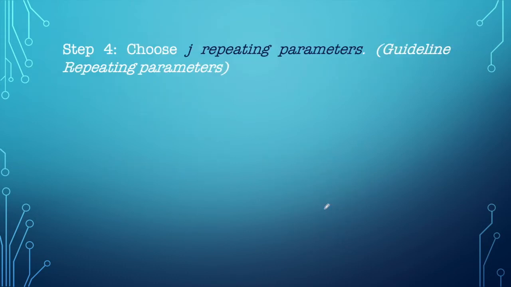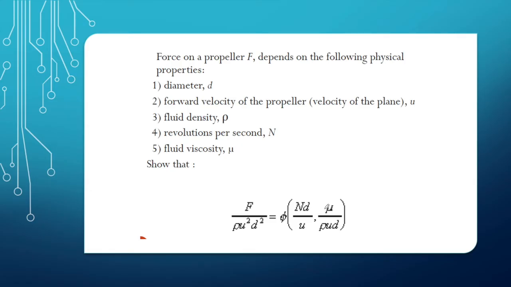Okay, choose J repeating parameters. At this point, you need to see my videos that explain the guideline on choosing repeating parameters. But in this question, it is slightly different because this question asks you to show that from this, we know that there are 3 pi's. So F number 1 represents pi 1, this is pi 2, and this is pi 3. So you have 3 pi's here.